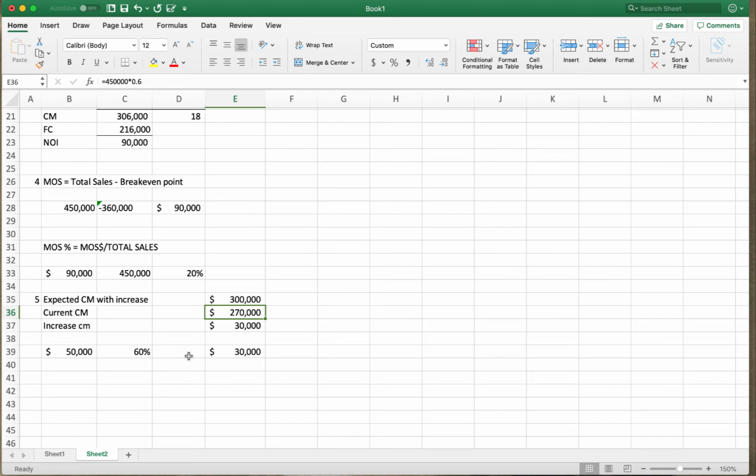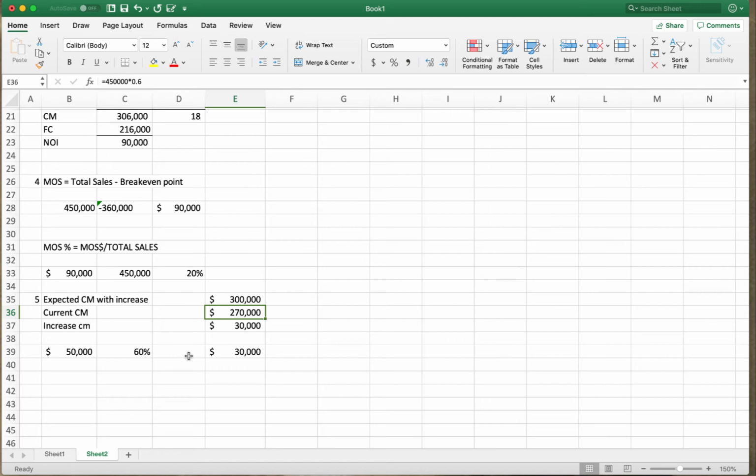So given that the company's fixed expenses are not going to change, that's what the problem told us, right? Nothing else changes. We just increase our sales. Because the fixed expenses will not change, the monthly net operating income is going to increase by the same $30,000 that the unit contribution margin went up. Okay, that's pretty much it for that problem.